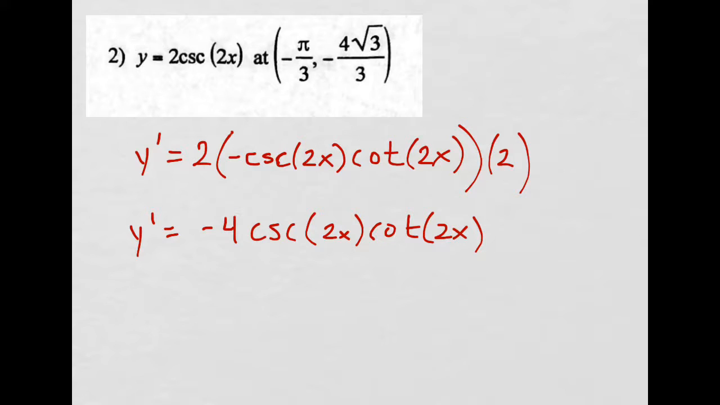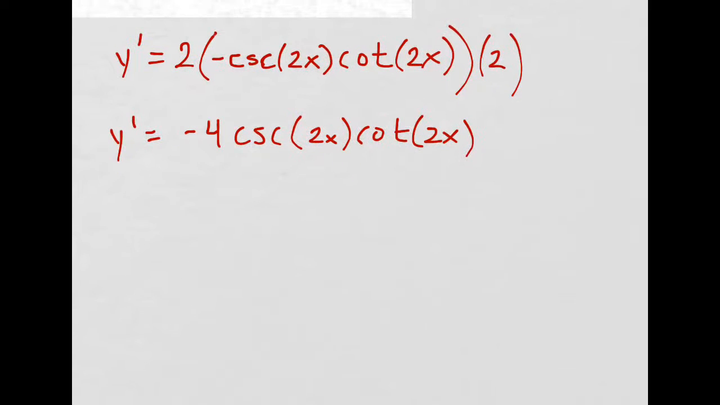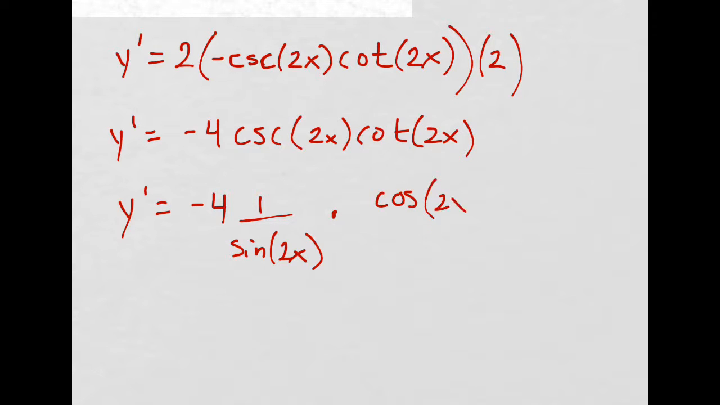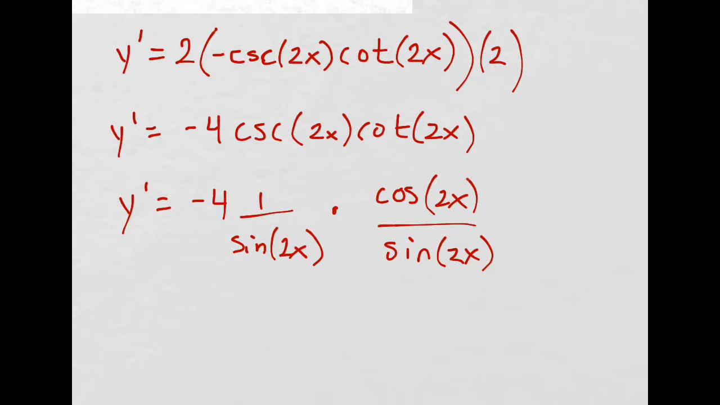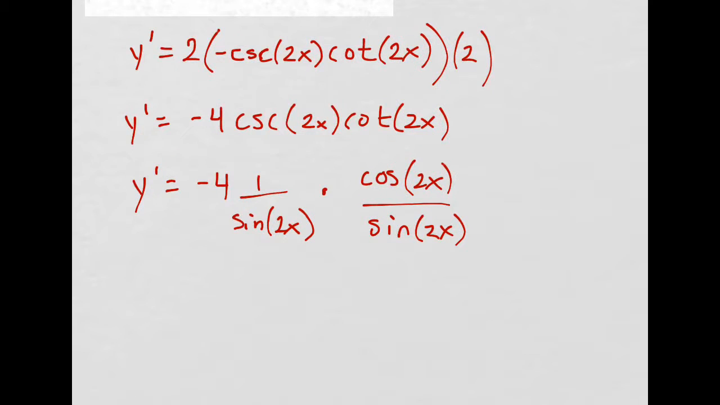Well, see, I don't even know what cosecant or cotangent is. I can't figure that out. So what I'm going to do is change it right before I plug stuff in. I'll change cosecant to 1 over sine of 2x. That way when I plug stuff in, I'm plugging it into sine and cosine. And then cotangent is cosine over sine, so this is cosine 2x over sine 2x. And we'll just plug it in, and then I'll figure out all of the things that I need to figure out.